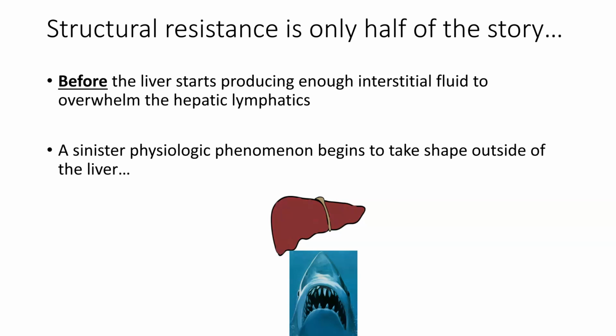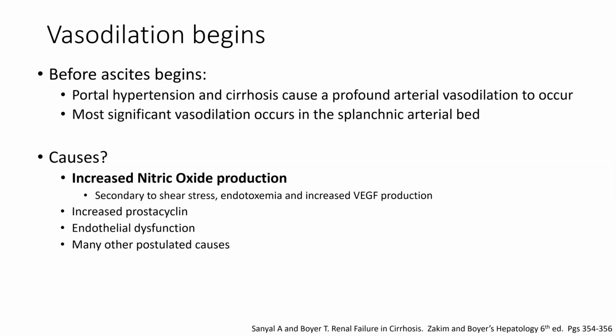Before the liver even starts producing enough interstitial fluid to overwhelm the hepatic lymphatics, a sinister physiologic phenomenon begins to take shape outside of the liver. Before the ascites can begin, portal hypertension and cirrhosis cause a profound arterial vasodilatation to occur. The most significant vasodilatation occurs in the splanchnic arterial bed.